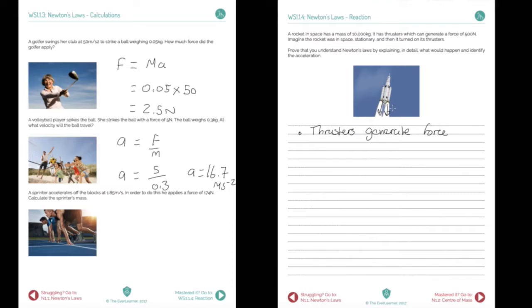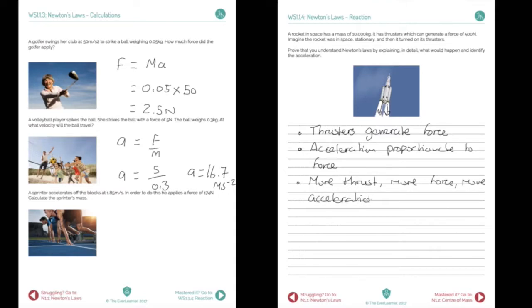Now, a couple of things. We're going to carry on with our theory. Acceleration is going to be proportionate to force acting. So we could say more thrust, more force, more acceleration. Okay, so that's perfectly legitimate to say.